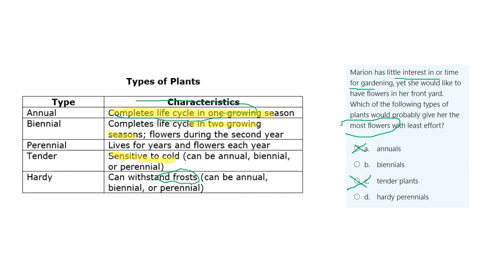D, hardy plants can withstand the frost. So hardy plants can be left outside in the winter when it's cold. That means there is less work. So hardy is good. And perennials live for years, and the flowers come each year. They live for many years. So the biennial, she would have to change every 2 years. But the perennial, she could keep for many years. So D is the best answer.